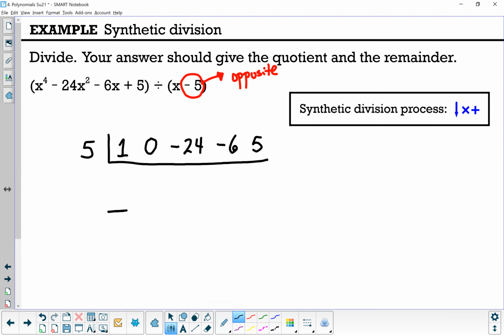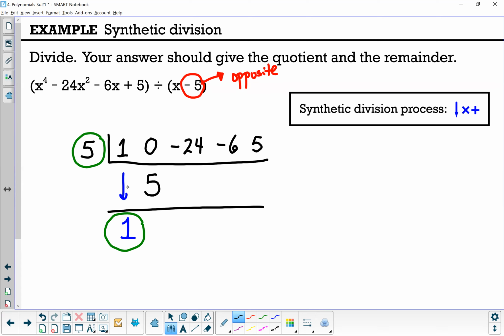Okay, so now the process goes as such. You're going to bring down the first coefficient, which is 1. Okay, and then you're going to multiply the coefficient at the bottom of the row here by your divisor here of 5. So 1 times 5, you get 5. I'm going to write it here on the second row. Then you're adding. You're adding instead of subtracting because remember we took the opposite. So 0 plus 5, we get 5.